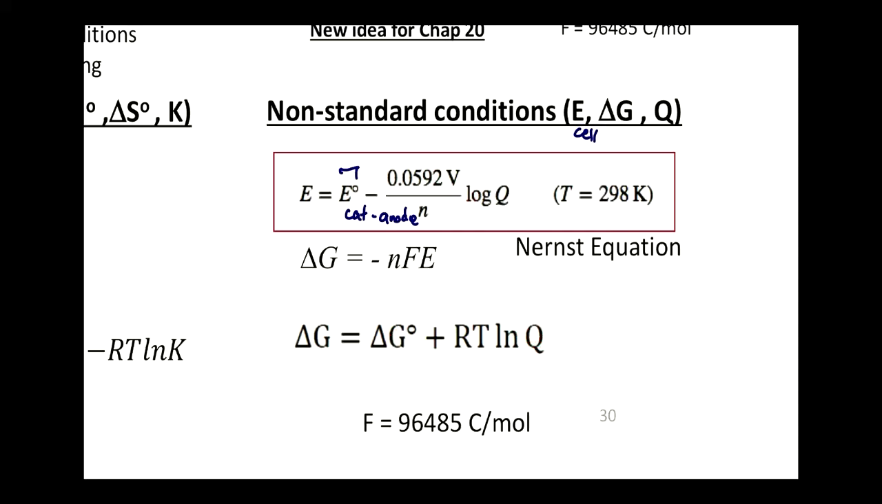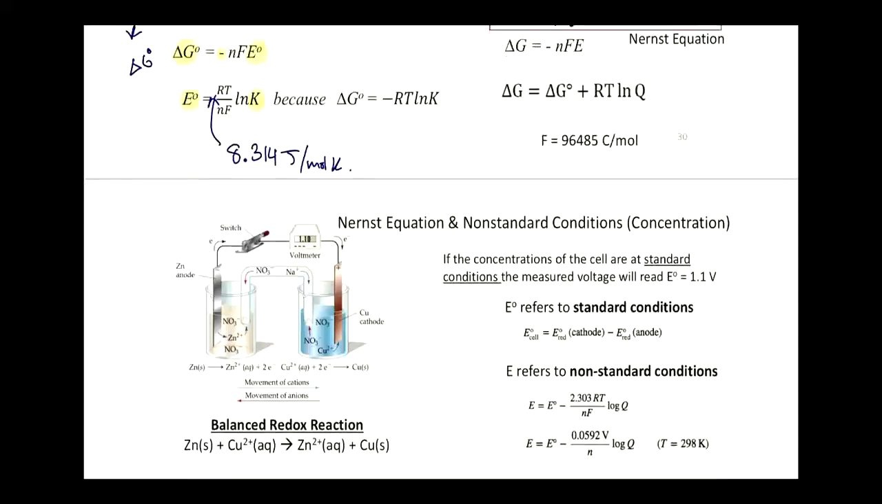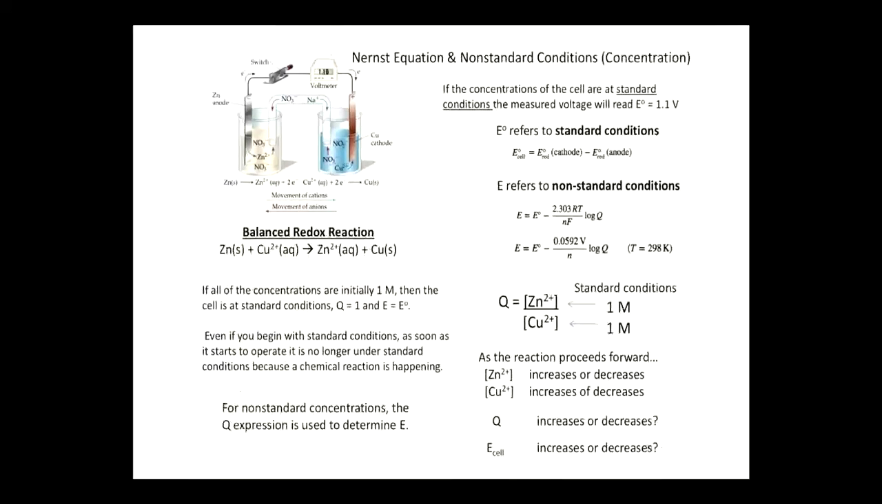So it's the same way the Nernst equation works as well. Take account for those concentrations that are actually there. All right, so let's get into calculations. Okay, so why is the Nernst equation and calculating voltages at non-standard conditions important?